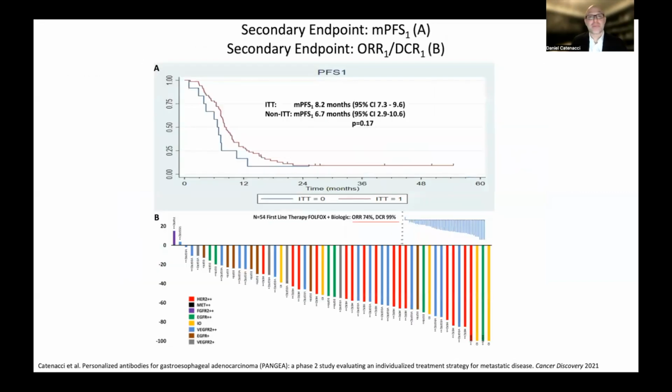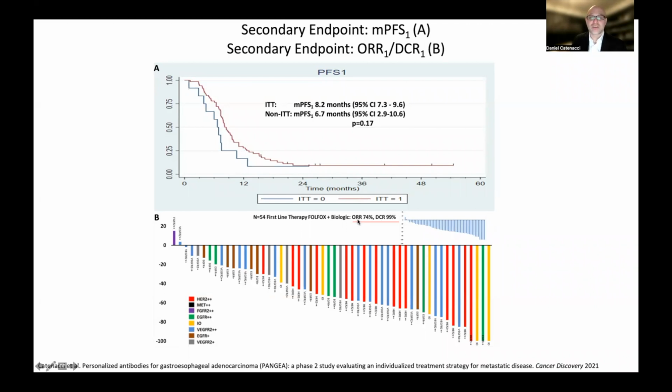We also showed that the progression-free survival, or PFS, in first line in the Pangea-treated patients was better than would be expected. Again, the expected median is around 6 months, and so this was better in the first-line setting. On the bottom figure, we see the overall response rate in the first-line setting, which was 74%, compared to a historical control of around 40 to 45%, and the disease control rate of almost 100%.